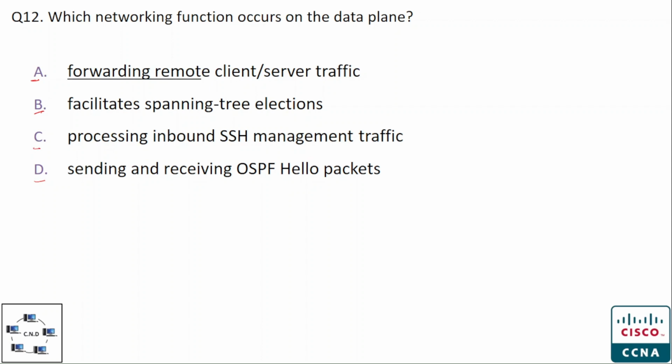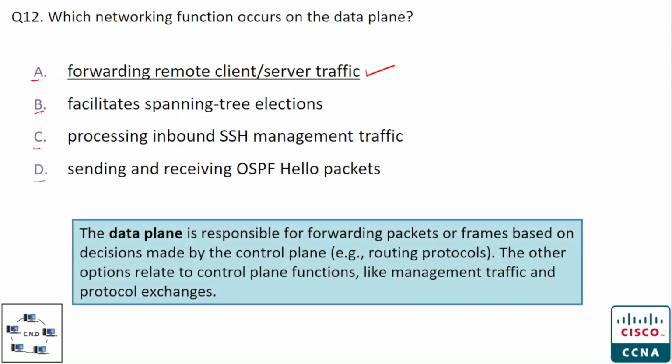And the correct option is that the function that occurs at the data plane in these options is forwarding remote client and server traffic. The data plane is responsible for forwarding packets or frames based on decisions made by the control plane. It means that decisions or the routing protocol calculations are made at the control plane, and then these decisions are installed inside the forwarding or data plane where the packets are readily forwarded.